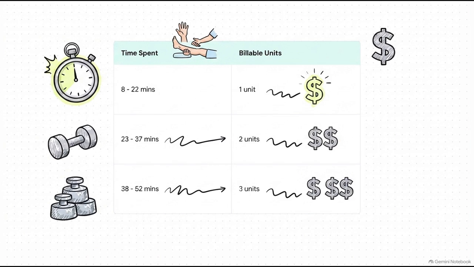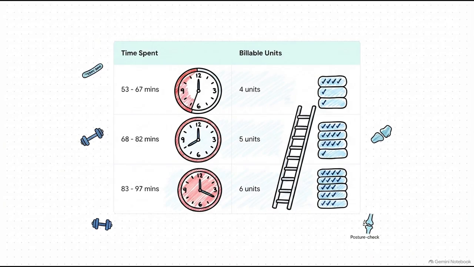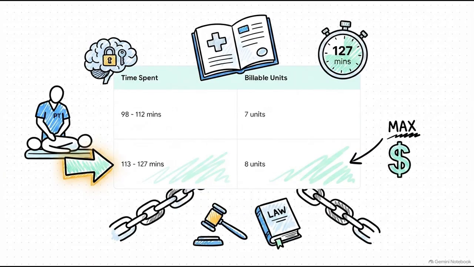Moving up, 23 to 37 minutes gets you 2 units, and 38 to 52 minutes yields 3 units. As your total skilled therapy time increases, you can see how you steadily unlock additional units in distinct 15-minute increments. Once you hit that 53-minute mark, you cross into 4 units, all the way up to 97 minutes, which allows for 6 billable units. It's basically a continuous, logical, mathematical ladder. And capping off the top end of the ranges, we go all the way up to 8 units for 113 to 127 minutes of total time.